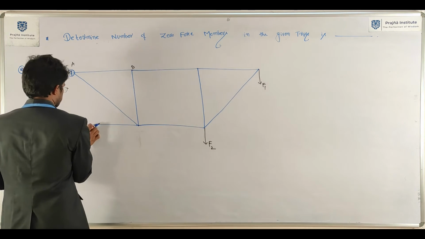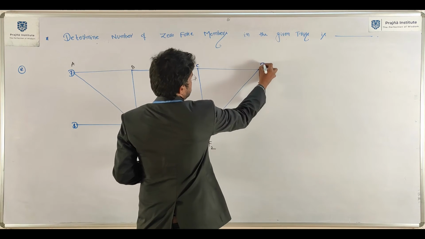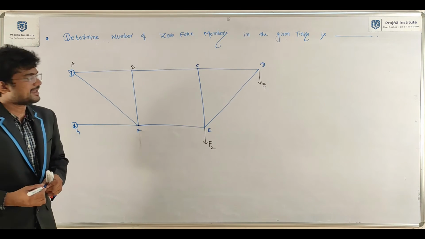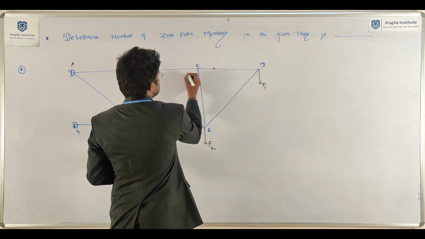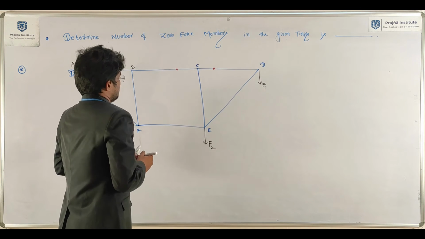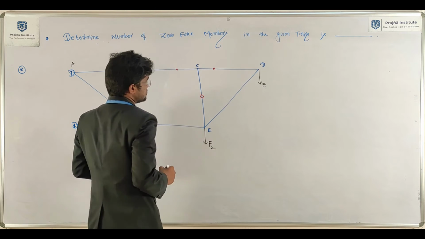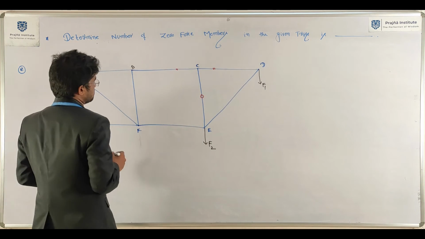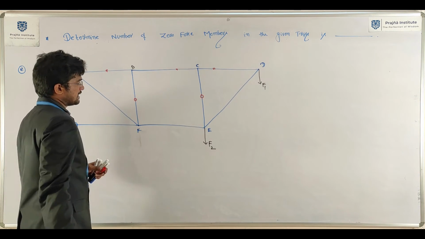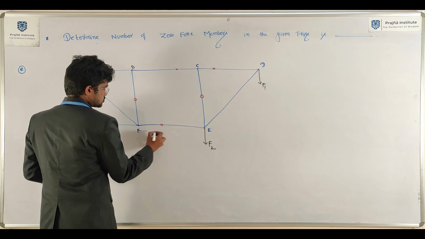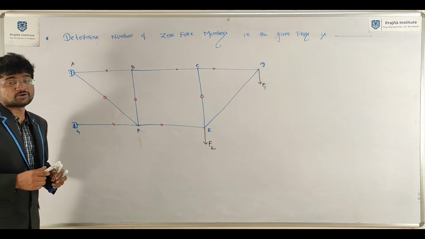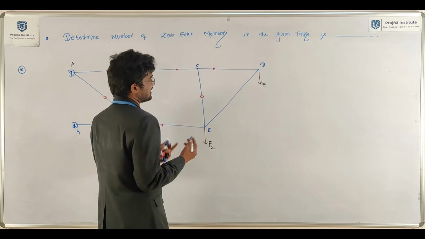A, B, C, D, E, F, G. Okay, now just check it once. These two are collinear members. Force in this member must be 0. Force in this member must be 0. Then here also, same thing: force in this member equals 0. These two are collinear, then force in this member must be 0. Okay, that is the logic.